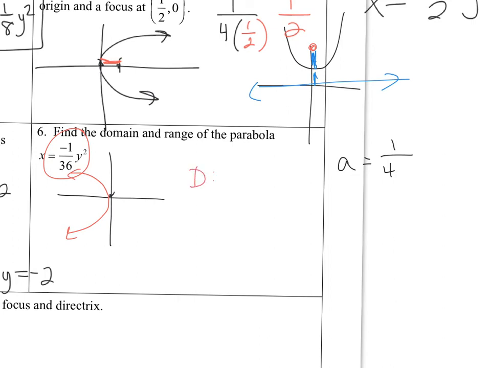So domain is going to be all the x values. So all the x values are going from negative infinity and stopping at 0 and including 0. So you could write it like this in interval notation, or you could write it as x is less than or equal to 0. In the range, it's going on infinitely up and down, so the range is going to be all real values.